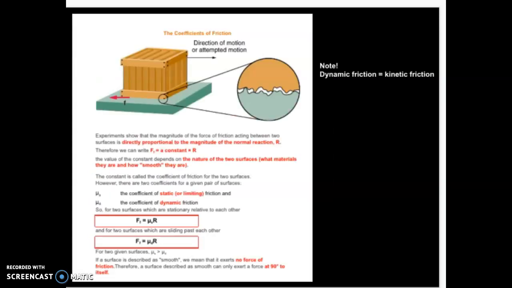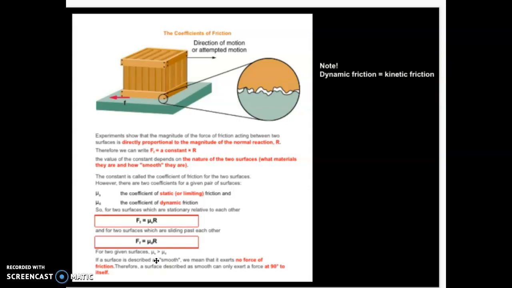We have the coefficient, mu s, the coefficient of static friction. Sometimes it's called limiting friction because it's limiting movement. And then you also have mu d, which is the coefficient of dynamic friction. And so we now have two relationships. We have a relationship for friction, which is equal to mu s, the coefficient of static friction, times R, and then mu d, which is the coefficient of dynamic friction, times R.